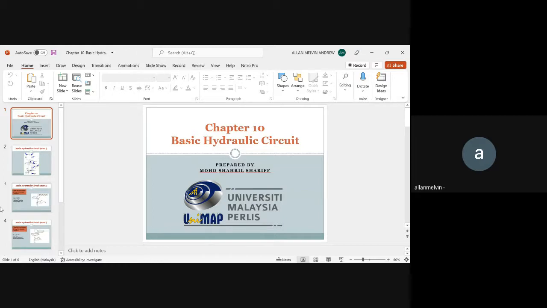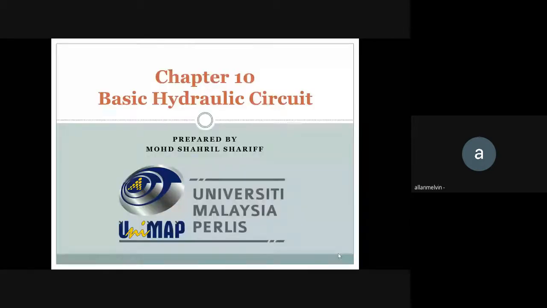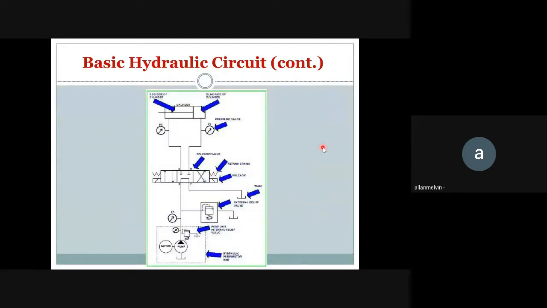Okay, so we will go to today's lecture: basic hydraulic circuit. As you all know, the basic hydraulic circuit will look like this. We'll have a supply unit, or we call it a power unit. It will be in a box. We'll have a motor, a pump, a pressure relief valve, a tank, and a pressure gauge. In your hydraulic FluidSIM, you can get this whole thing as one symbol. You just go and select, you don't need to select one by one. All will be in the box.